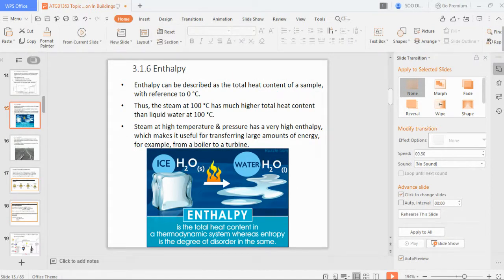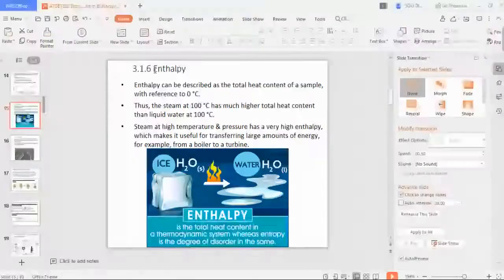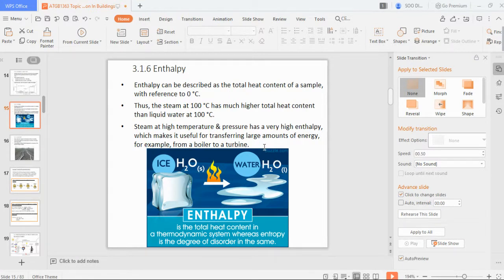Okay, so next we have enthalpy. This can be described as the total heat content of a sample with reference to 0 degrees. Steam at 100 degrees Celsius has much higher total heat content than liquid at 100 degrees Celsius. So this is a measure of how much heat content is in a sample.